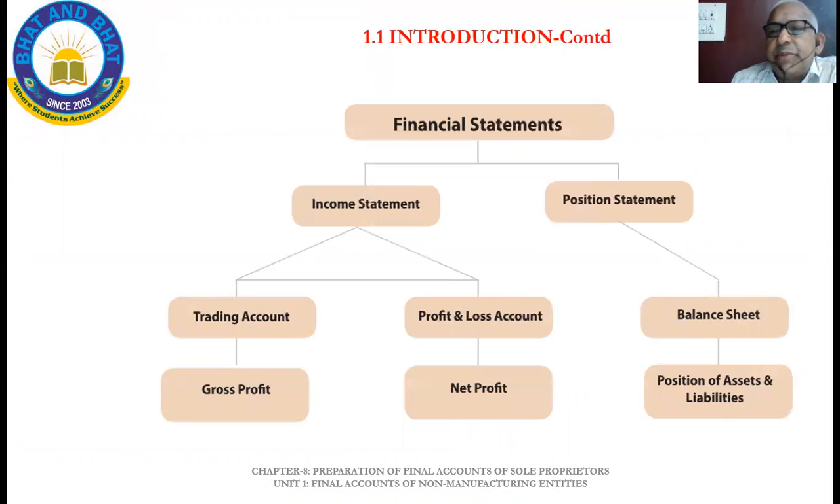See, financial statements are summarized as income statement, which consists of trading, profit and loss account. Trading account reflects gross profit at the end. Profit and loss account shows net profit at the end. Position statements mean the position of assets and liabilities. What is the value of assets and liabilities available with that concern or enterprise at the end of a given period or as on the date? What is the position reflecting about the assets and liabilities? These all will be there in the financial statements.